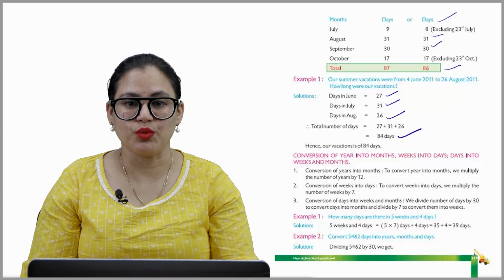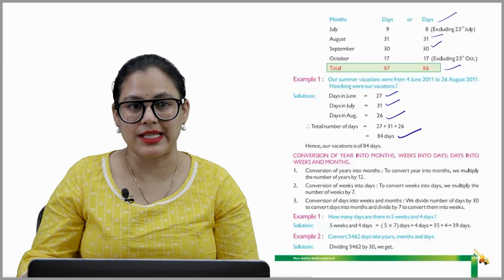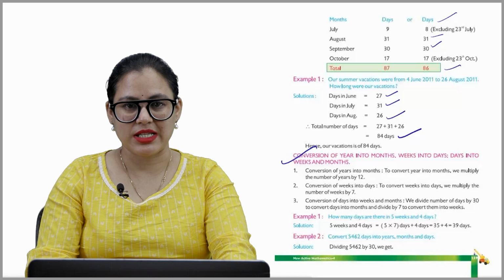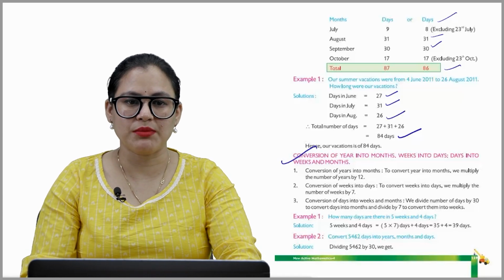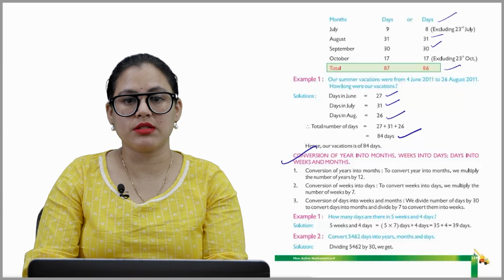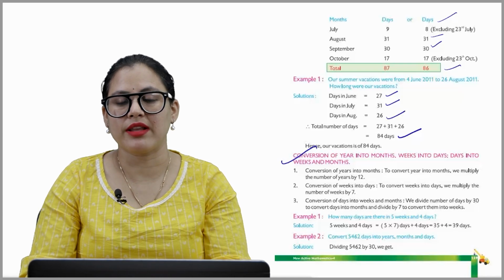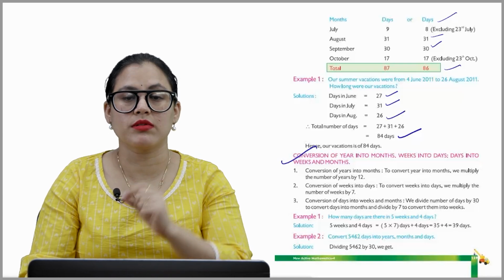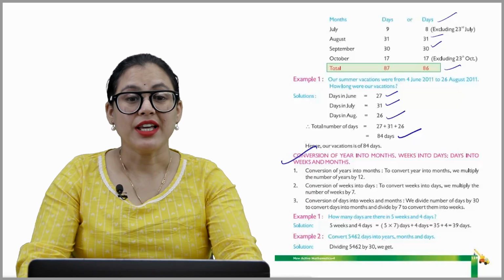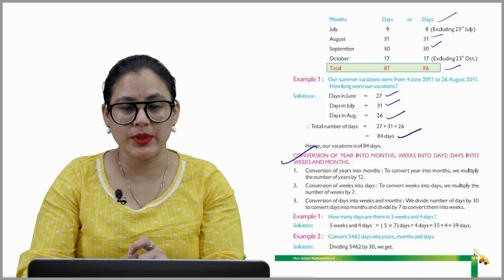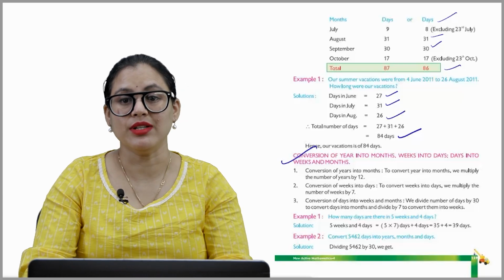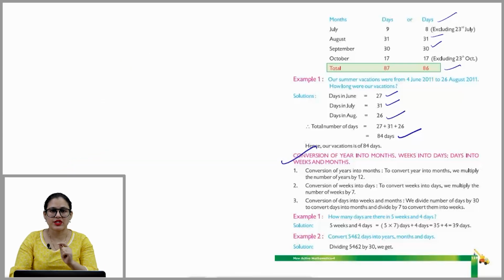Conversion of years into months, weeks into days, days into weeks and months. Number 1, conversion of years into months. To convert years into months, we multiply the number of years by 12. Number 2, conversion of weeks into days. To convert weeks into days, we multiply the number of weeks by 7, because 1 week is equal to 7 days. Number 3, conversion of days into weeks and months. We divide the number of days by 30 to convert days into months, and divide by 7 to convert them into weeks. Let's check out the example.